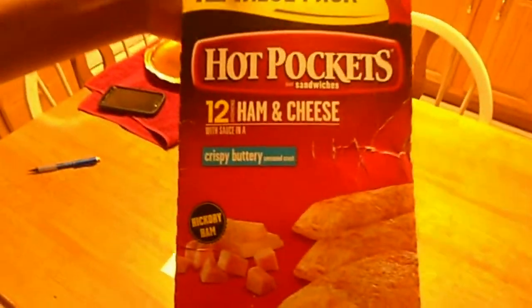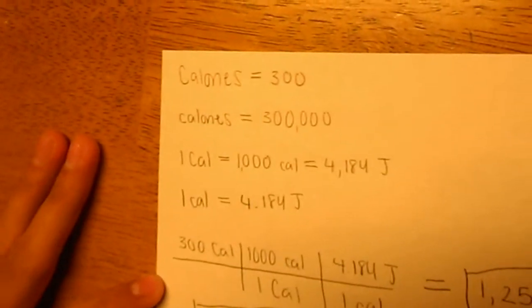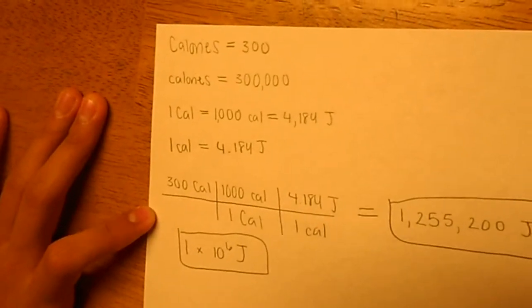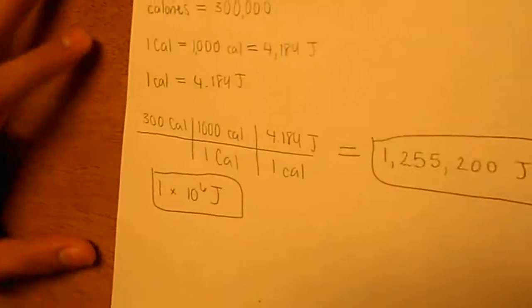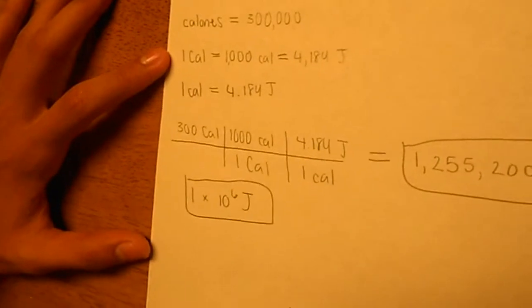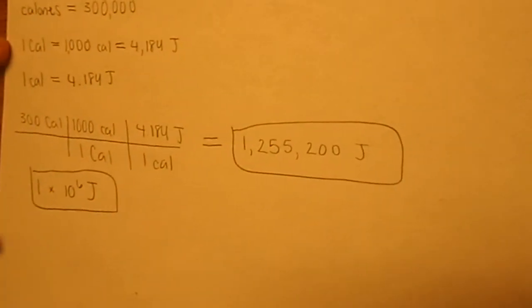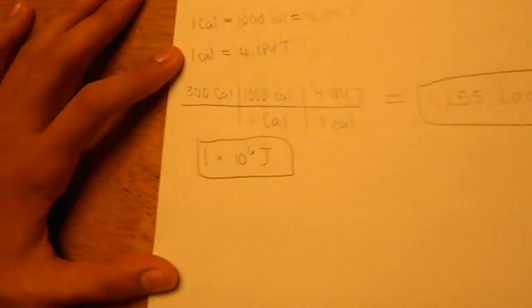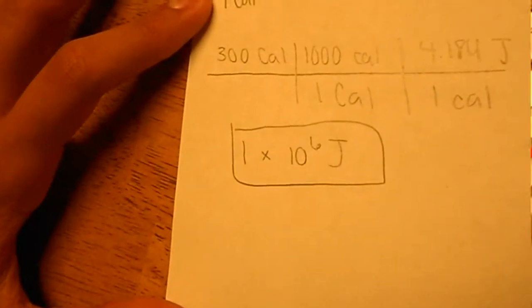Okay, so one hot pocket has about 300 food calories. And so 300 food calories is equal to 300,000 science calories. And one science calorie is equal to 4.184 joules. And so we converted it and we got 1,255,200 joules. And that's equal to about 1 times 10 to the 6th power.